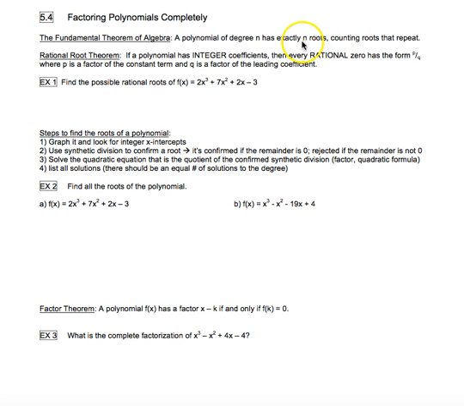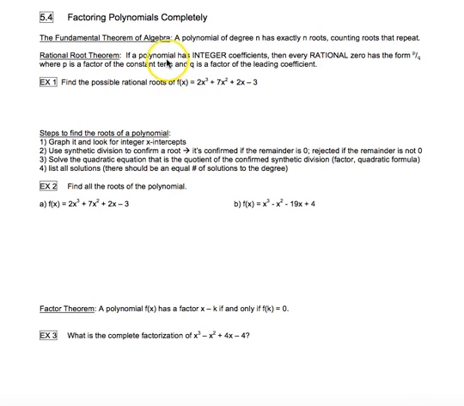Now, they may not all be unique because some of them might be repeats, but they might all be unique. But that is the most that they can possibly have. So if it's degree 3, it cannot have 4 solutions. 3 unique solutions is the most that it can have.